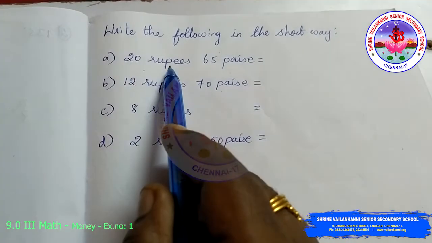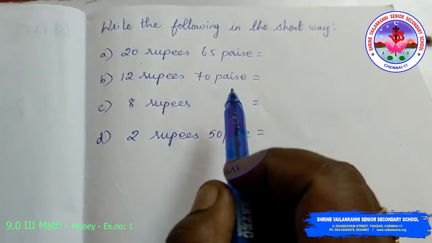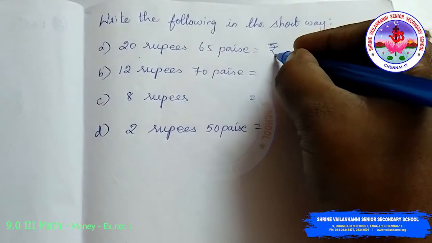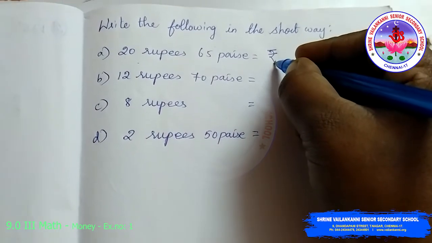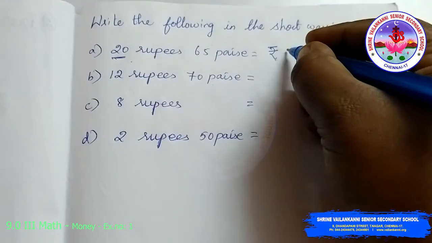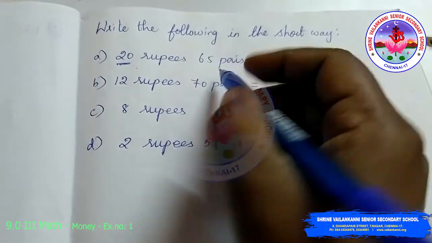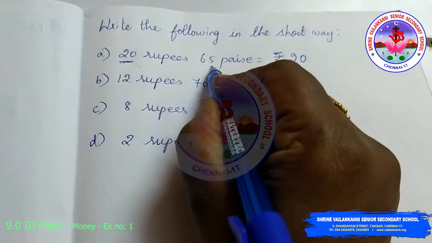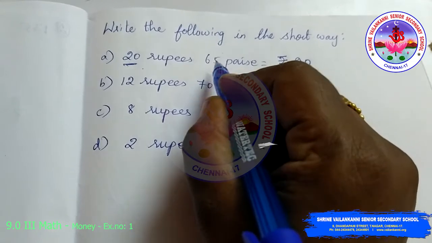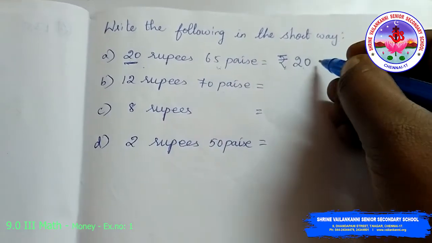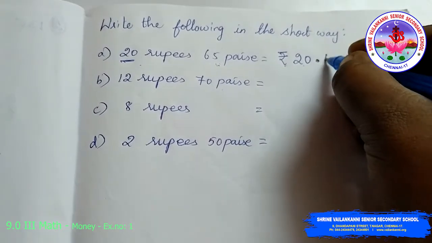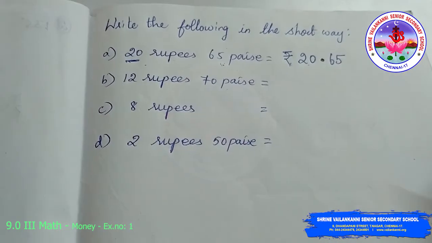First, 20 rupees 65 paise. Rupee means the rupee symbol has to be written first. Then how much rupees? 20 rupees. And how much paise? 65 paise. The paise always has to be written after the decimal. So first keep the decimal, and after keeping the decimal write 65 paise.